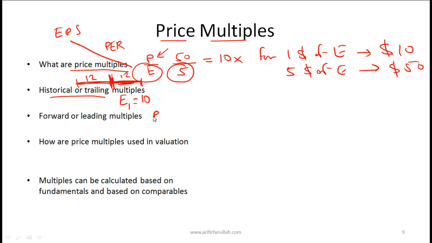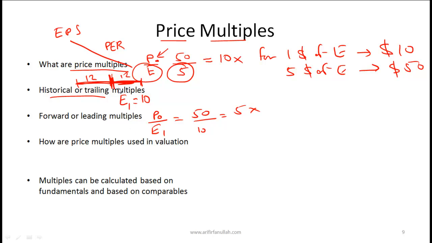Then the PE ratio would be P over E1, which is equal to 50 over 10, which is equal to 5 times. So for a growing company, in this case with the earnings going up, the leading multiple will be less than the trailing multiple, because the price in both cases is P0. So the numerator is the same. With a leading multiple, if earnings are going up, then the denominator goes up.